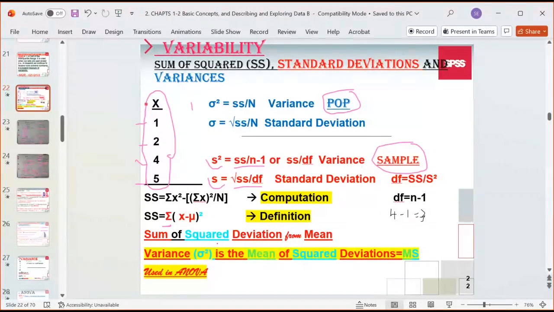That means x, whatever the x is, minus the mean. That tells you the deviation: the distance of x, that score, from the mean. And we're going to do that calculation.